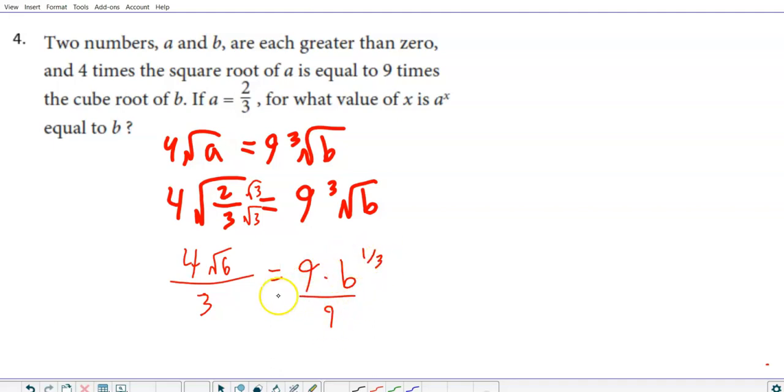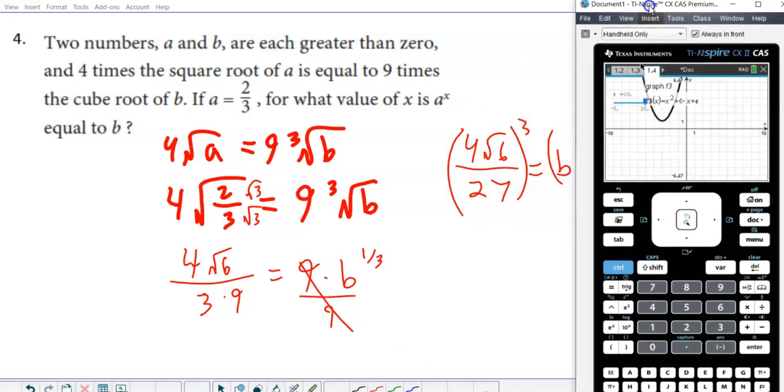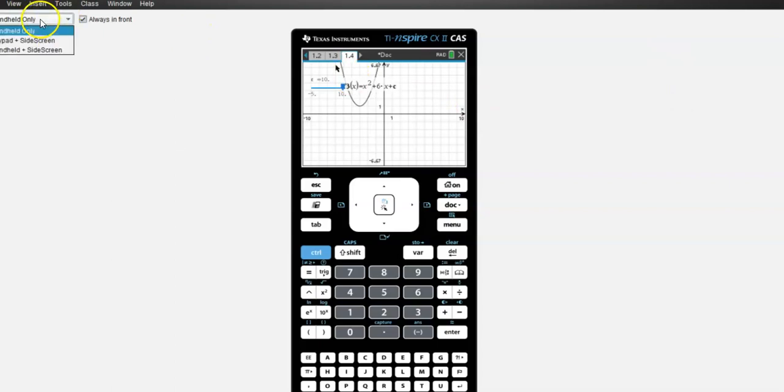I'm going to divide by 9 here, and divide by 9 here. Boy, that's still kind of weird. So we have 4 square root of 6 over 27 equals b to the 1/3. I guess you could cube both sides and get that answer. Let's just type that in and see what that is. You can actually type that in and it'll give you the correct answer.